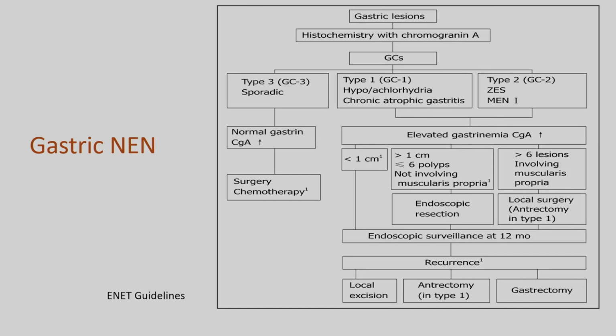If they are type 3, they should go for surgery or chemotherapy. If they are type 1 and 2, it depends on how big they are. If it is less than 1 centimeter, you can do endoscopic surveillance at 1 year. If they are more than 1 centimeter, less than 6, not involving muscularis propria, you can do endoscopic resection. If they are more than 6, involving muscularis propria, they should go for a local surgery or enterectomy.